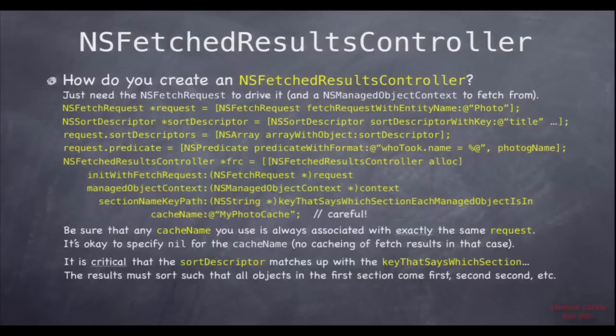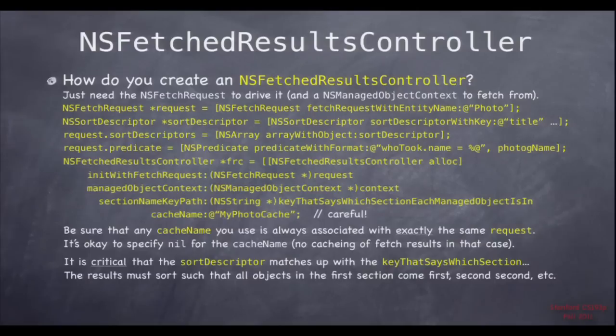The second thing is the argument key that says which section each managed object is in. Okay, that's just an attribute on the objects, photos in this case, that has to be an attribute of the photos. And that attribute, if I ask it about a photo, it's going to tell me the section title. You know how tables can be organized into sections, right? Remember, we talked about that? So this is going to be the title of the section.